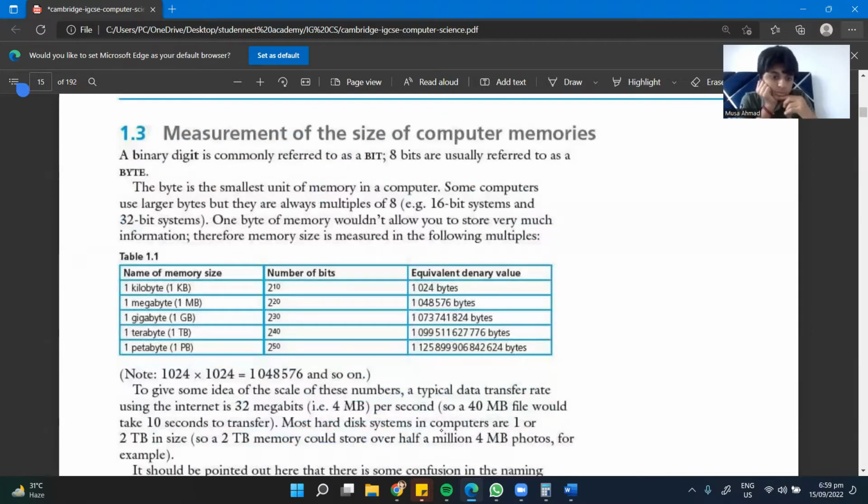The first one is 1 kilobyte. So what is a byte? A byte is basically 8 bits. It consists of 8 bits. Now, these bits are, again, binary language, so they're zeros and ones. Now, let me draw here.